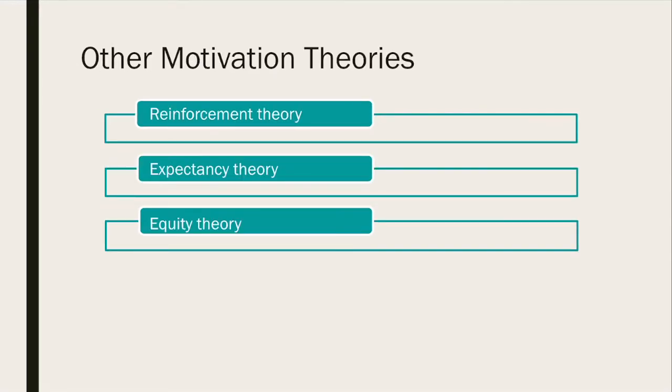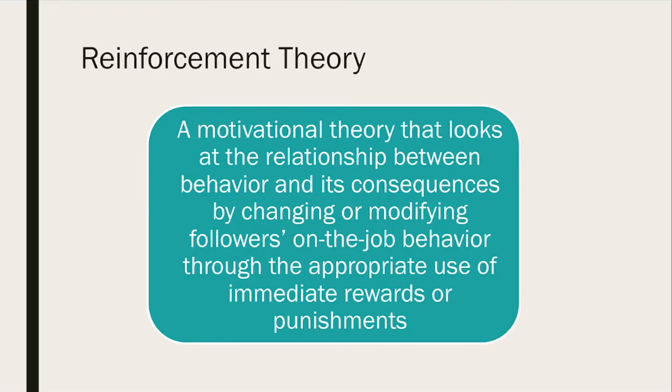Now, reinforcement theory, expectancy theory, and equity theory. Let's take a look at these. Now, reinforcement theory. It's a motivational theory that looks at the relationship between behavior and its consequences by changing or modifying followers' on-the-job behavior through the appropriate use of immediate rewards or punishments. This is one of the oldest models when it comes to leadership and management because it does give you faster results than the other types of models out there that are more developmental and relational.